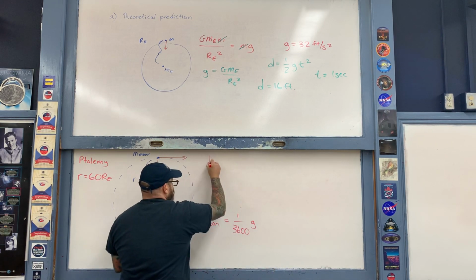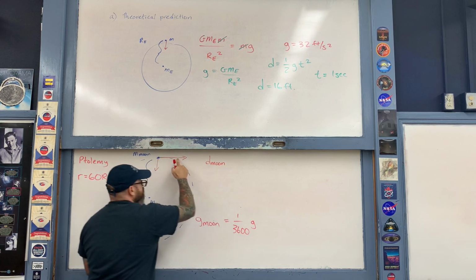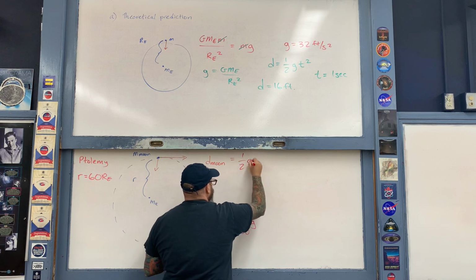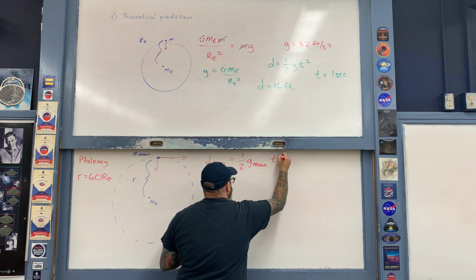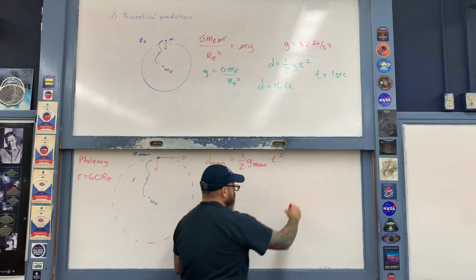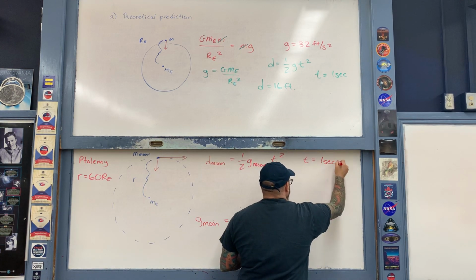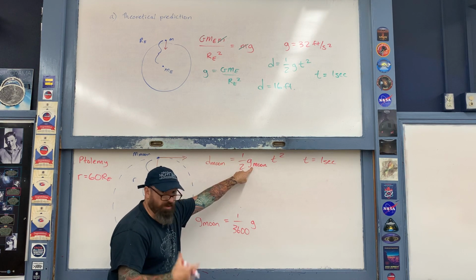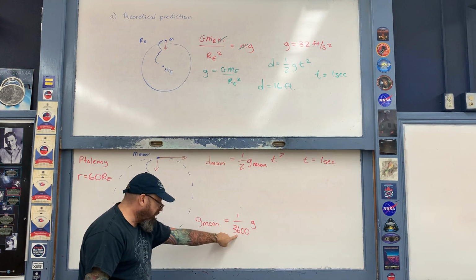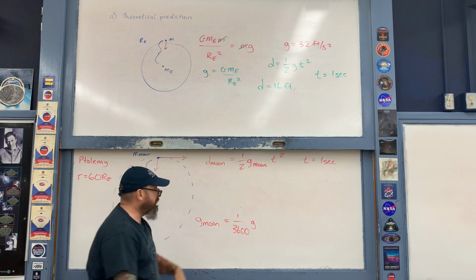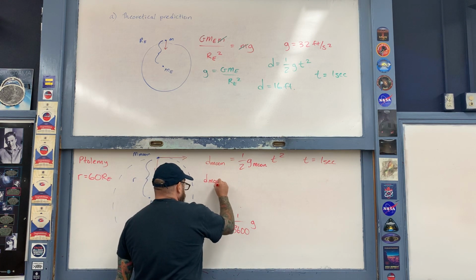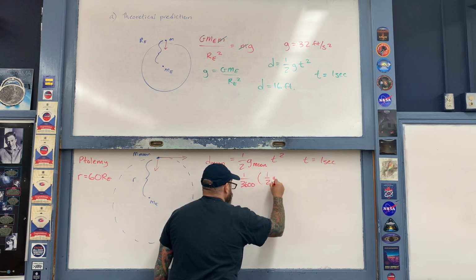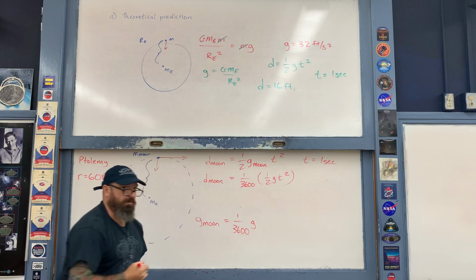Okay, now from basic kinematics, the distance that the moon falls below this horizontal line, just think of it that way, is equal to 1/2 g moon times t squared, where once again small t is 1 second. Now the acceleration due to gravity at the moon's location, once again due to the Earth's gravity, is 1/3600th its value here at the surface of the Earth. So d moon is going to be 1/3600th of 1/2 g t squared. Notice what I did there.